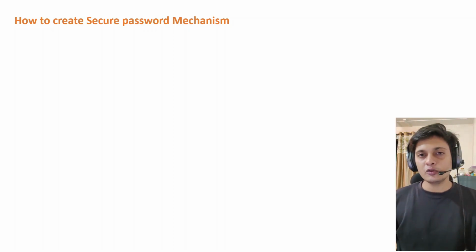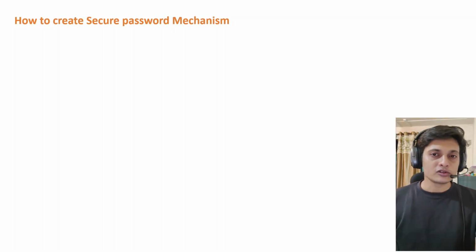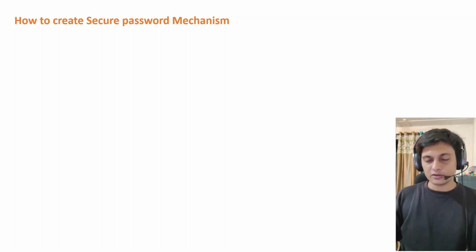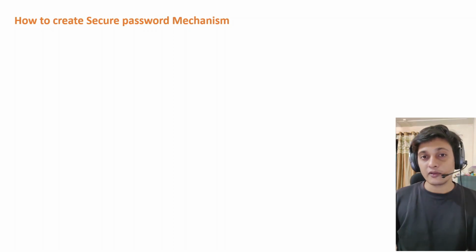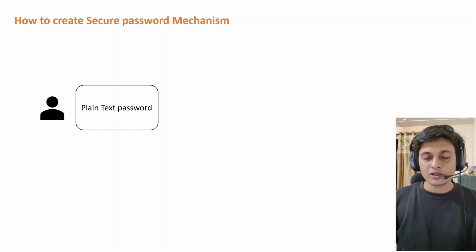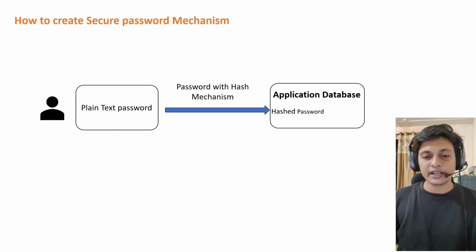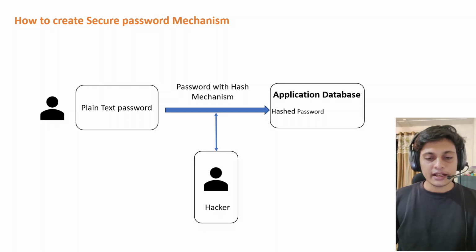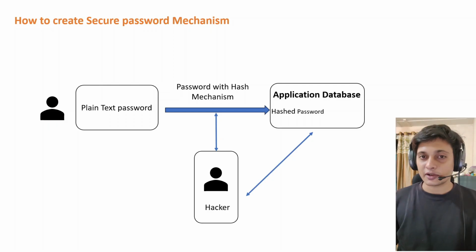So what can I do to make my password more secure, so that a hacker will not be able to break it? There is a mechanism for that. Okay, so here the user has this plain text password. This plain text password will be hashed and stored in your application database. But here comes the part: the hacker also has the same hashed string, and they can access your database.